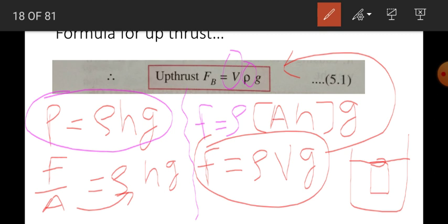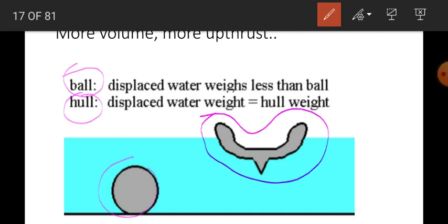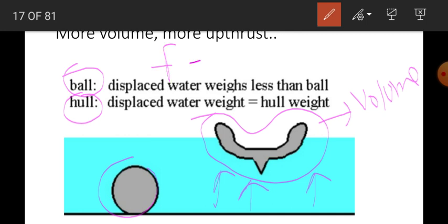So let me show you one picture. In this picture, there is a ball, metallic ball, and hull. Okay, this is hull. So hull will displace more volume of the water as its volume is more. So upthrust will be more on this hull. Okay. So what is the formula for upthrust? Rho, which is the density of the liquid, volume of the object, and acceleration due to gravity. So there are two factors basically, density and volume. So this is formula for the upthrust.